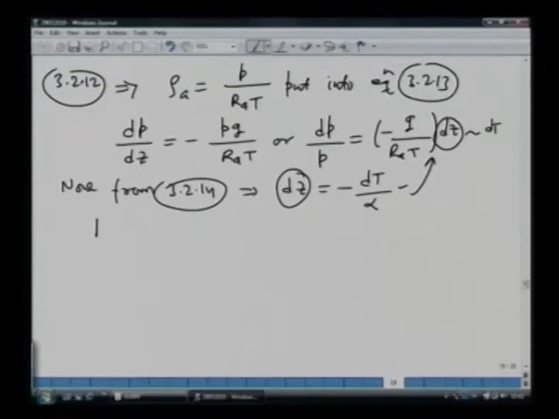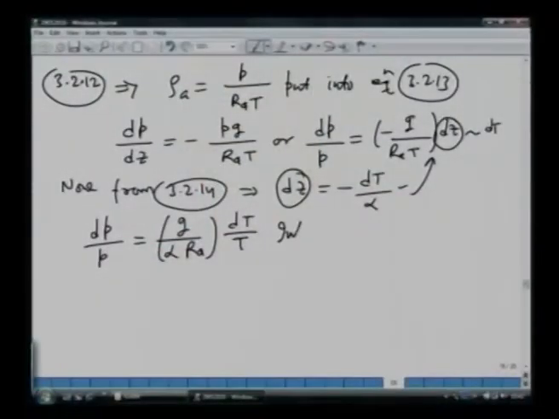dp over p is equal to minus, minus will cancel out. You will have g over alpha R_a as a constant and then dT over T. Now, you can see that you have the variables on either side which you can integrate, which are the climatic variables. So, integrate on both sides. What are we going to get?